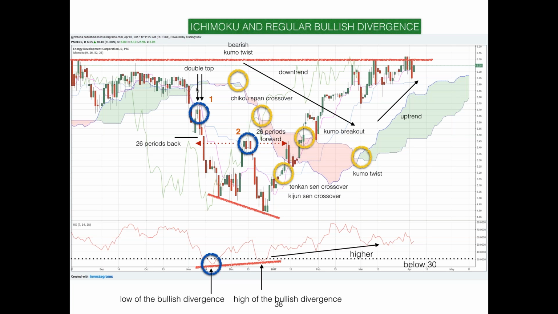Kumo twists can fail, bullish divergences can fail as well. But when you see them together in a chart, you have a higher probability of success.